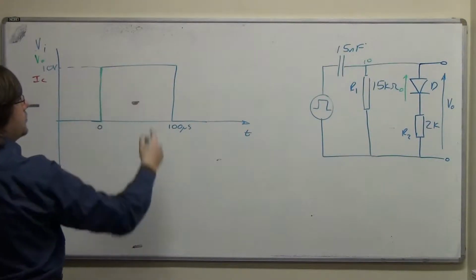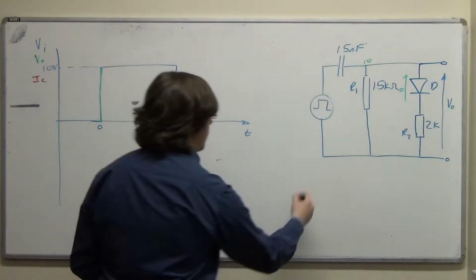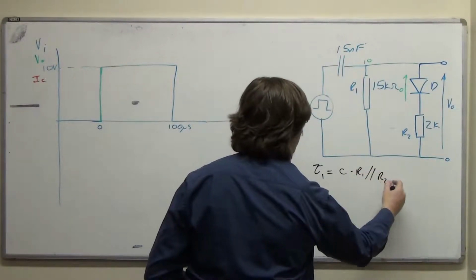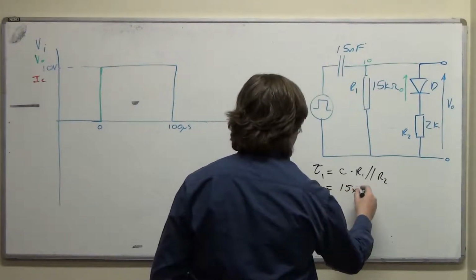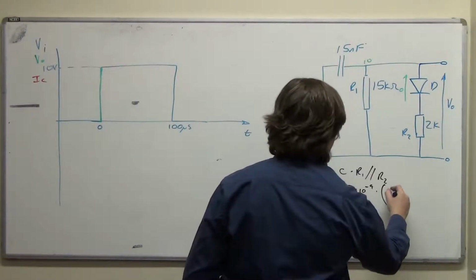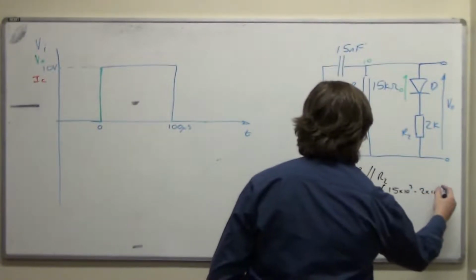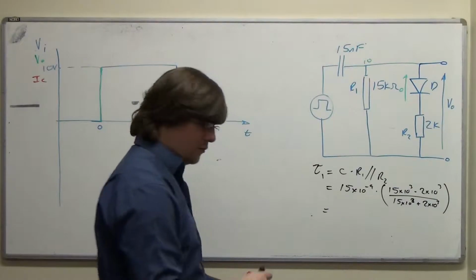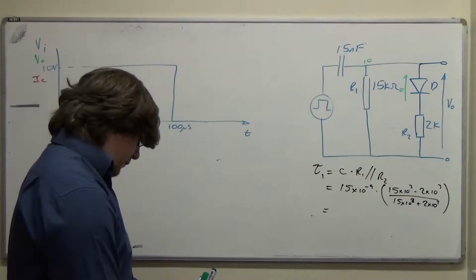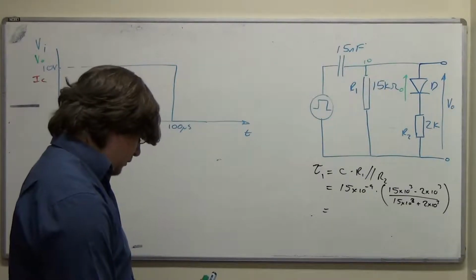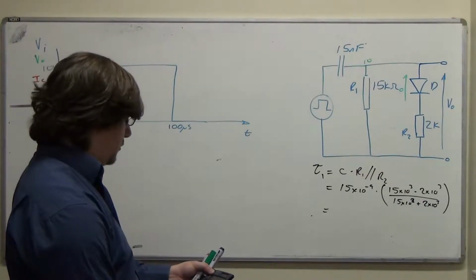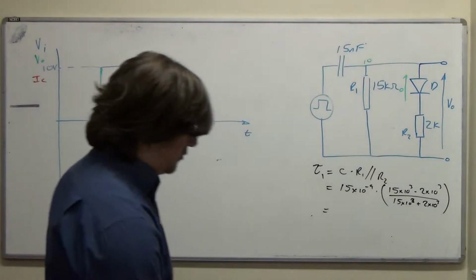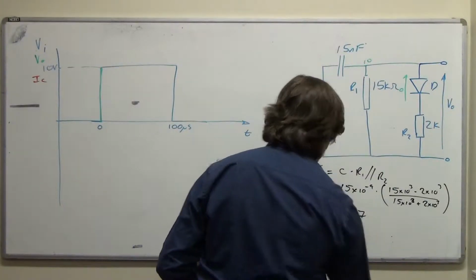So the output voltage will fall back to 0, and it will do so with the time constant, which is tau 1, and it will be C in times R1 in parallel with R2, which will be 15 nanofarads times 10 raised to minus 9 times 15k times 10 raised to 3 times 2 times 10 raised to 3 over 15 times 10 raised to 3 plus 2 times 10 raised to 3, which is 15 times 2 over 15 plus 2, 1.76 times 1000 times 15e minus 9. So that's 26.47 microseconds.